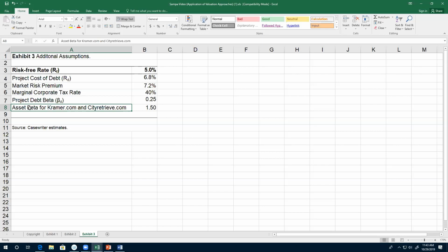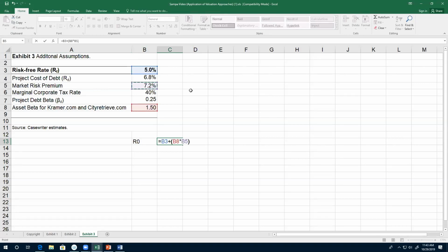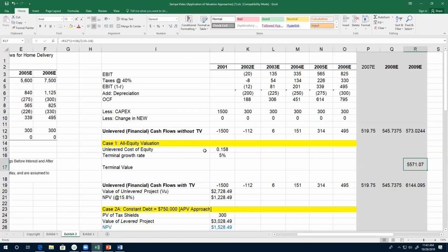So basically, you can calculate R naught as equal to the risk-free rate, which is given, plus the asset beta 1.5 multiplied by the market risk premium, which is 7.2, also given. So 15.8%, 0.158. And this is precisely the unlevered cost of equity that I have over here. And it is precisely that discount rate R naught that I'm using here, right? So J15 is 0.158 minus the growth rate 5%. So this still gives me the terminal value.